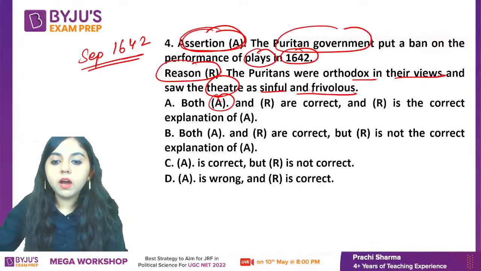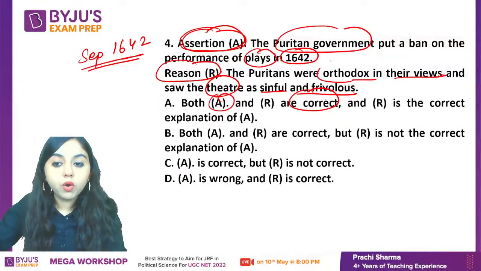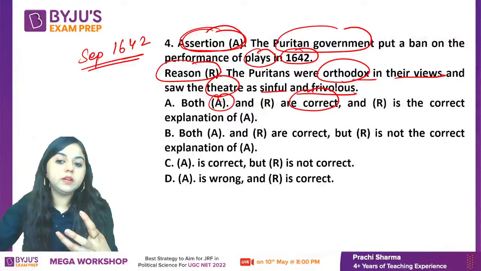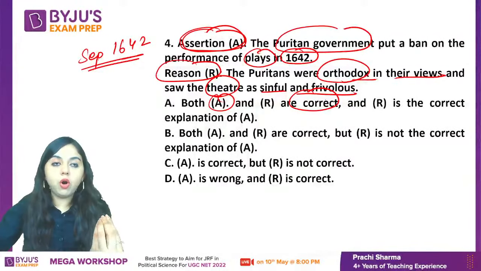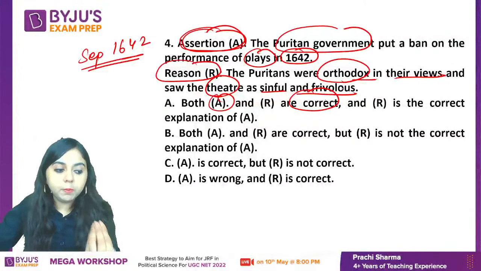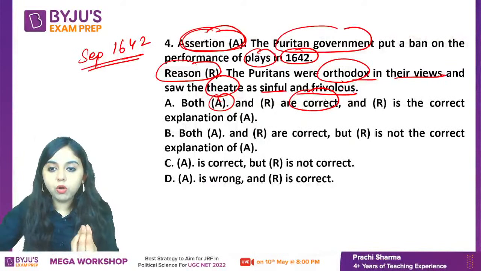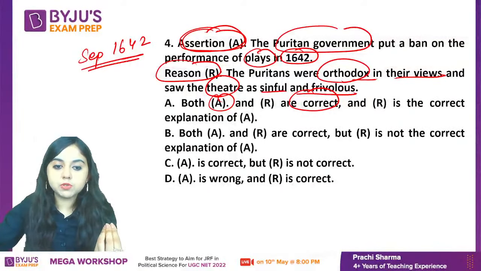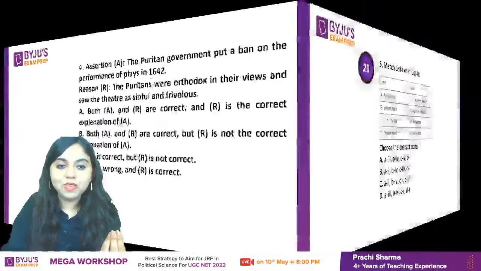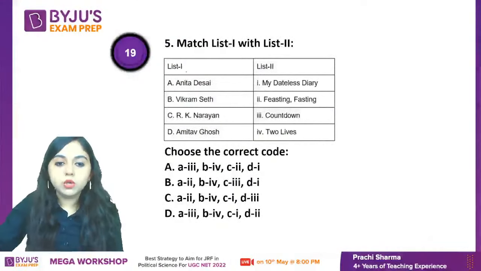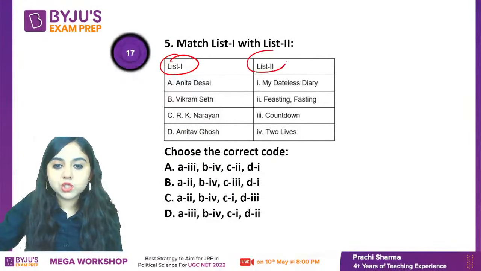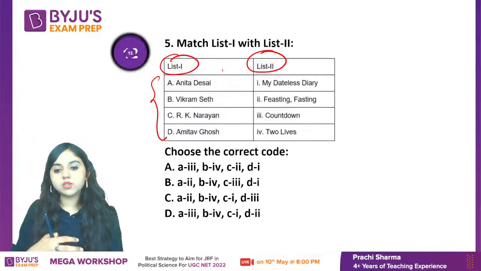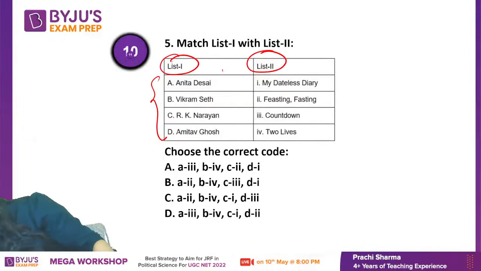So again, going back, revising, reviewing your Puritan literature, A is absolutely the right answer here. Both A and R are correct, and R, Puritans were orthodox. They genuinely thought that theater is a bedrock of all sorts of corrupt activities that people can actually catch hold of. Okay, moving on to the next question. You have to match list 1 with list 2. These are the writers that you are having, and the others are the works that are there.